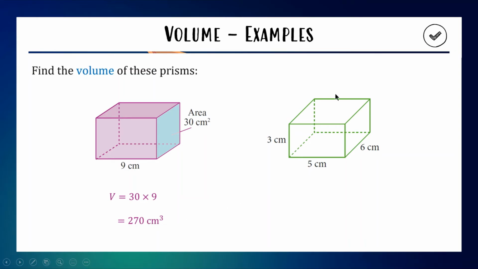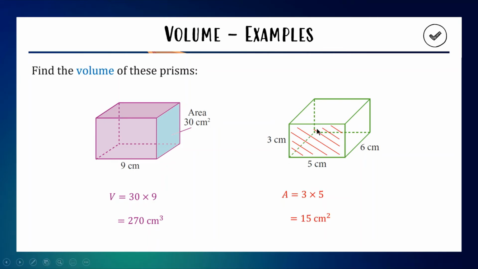Okay, the green one on the right, we have to do that first step ourselves. We have to find one of the faces and find the area. So I'm going to shade in this front face here. We're going to find the area of this rectangle and multiply by how long the shape is. This rectangle has a base of 5 and a height of 3. So the area is going to be 3 times 5, which gets us 15 square centimeters.